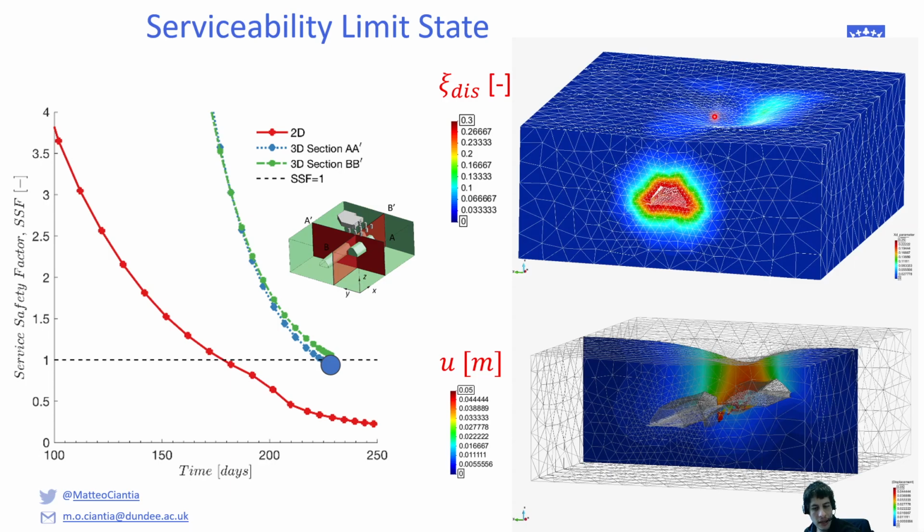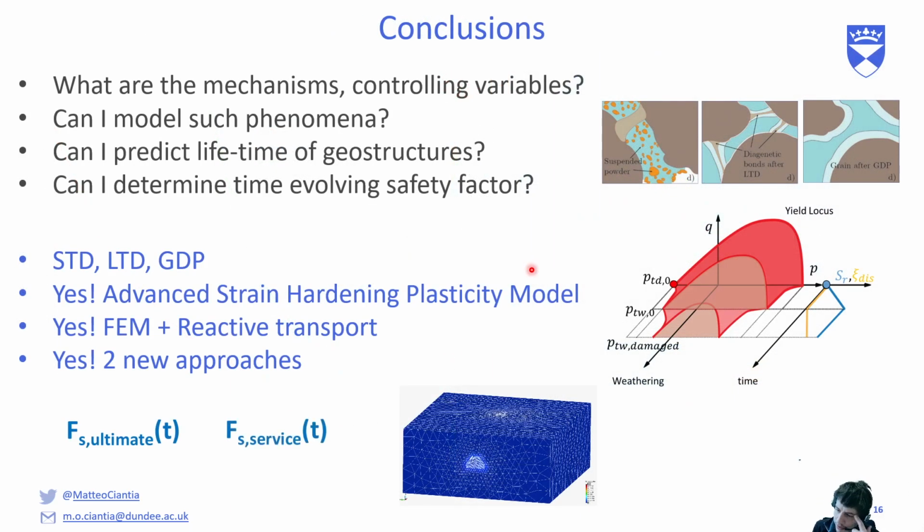So in this short presentation, I showed you how these four initial questions could be answered thanks to an extensive experimental campaign, an advanced strain hardening plasticity model, and finite element modeling with reactive transport to define this new factor of safety at the ultimate and in-service states.